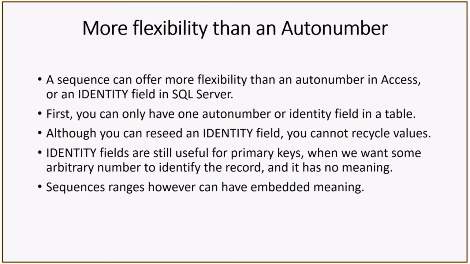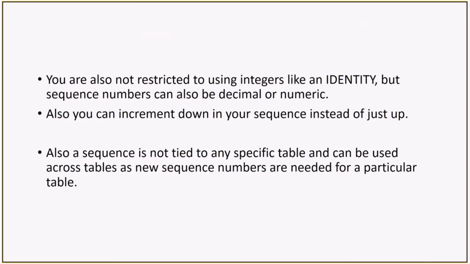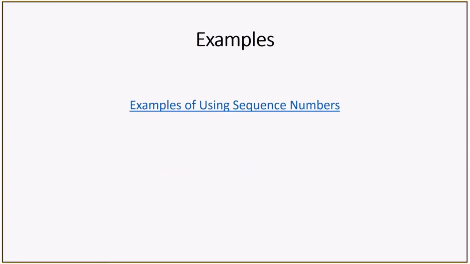You are also not restricted to using integers like identity. Sequence numbers can be decimal or numeric. Also, you can increment down instead of just up. And you don't have to increment just by 1. You can increment by fractions too if you're using a decimal. Also, a sequence is not tied to any specific table, and it can be used across tables, as new sequence numbers are needed for a particular table.